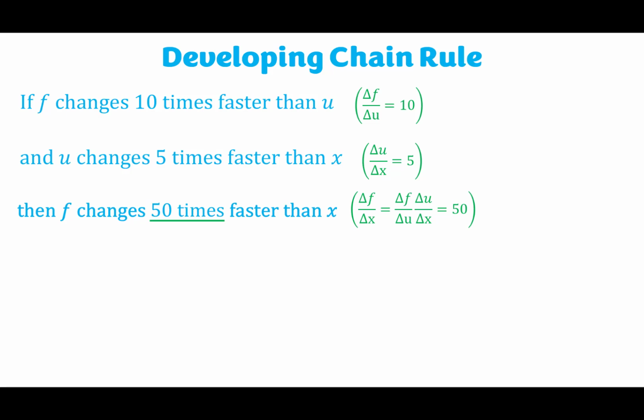And we did that by multiplying 10 and 5 together, which would be multiplying delta f divided by delta u with delta u divided by delta x. But let's go a little bit further with our notation.